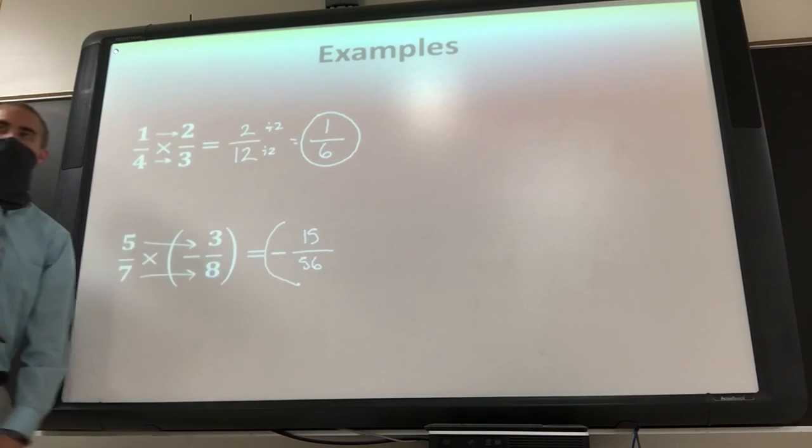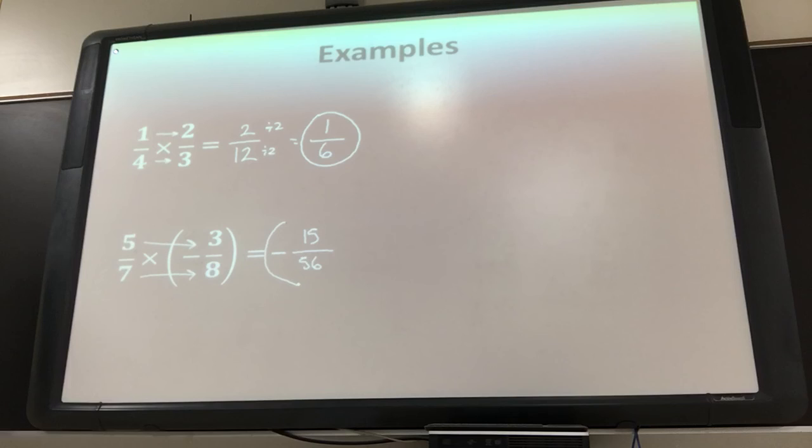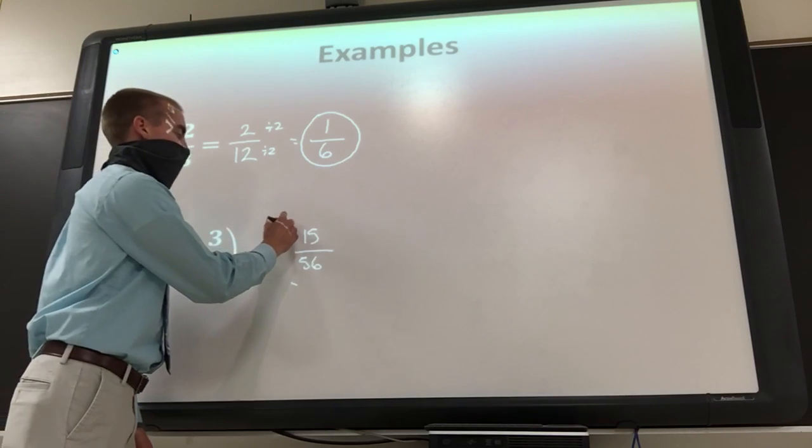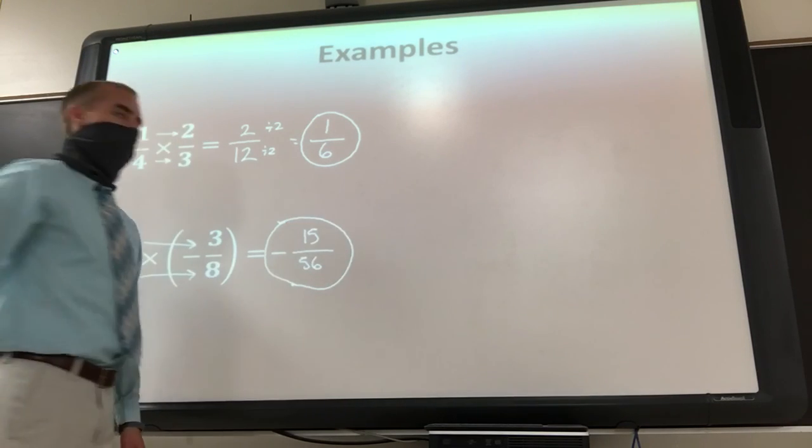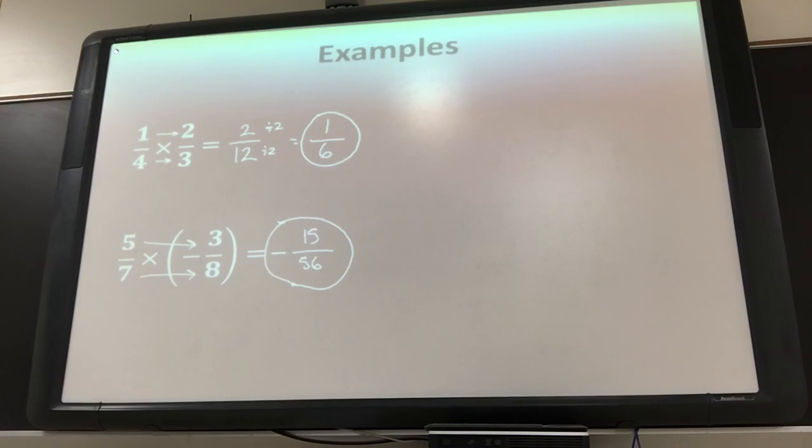Well, actually first, can we simplify that? We can divide 15 by 3 and 5, but we can't divide 56 by 3 or 5. So that is in simplest form. Negative 15 over 56. Big thing here with fractions is make sure somehow you don't forget to put the negative sign in your answer if your answer is going to be negative.